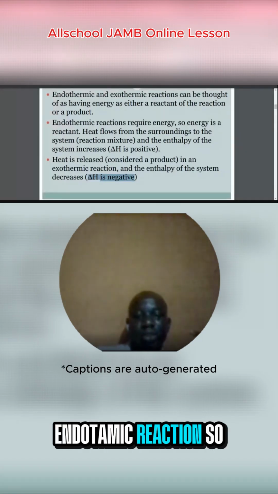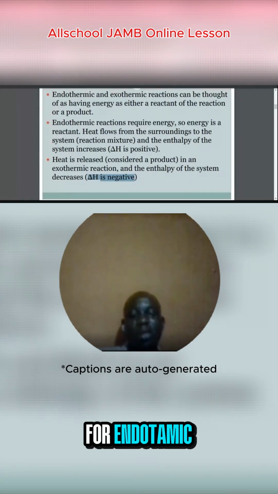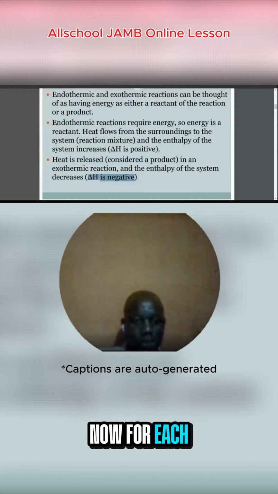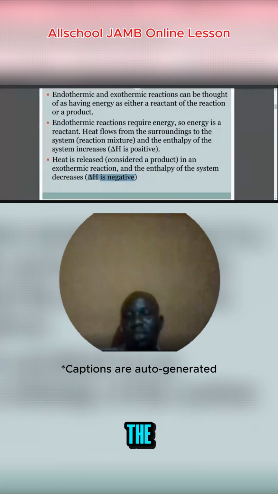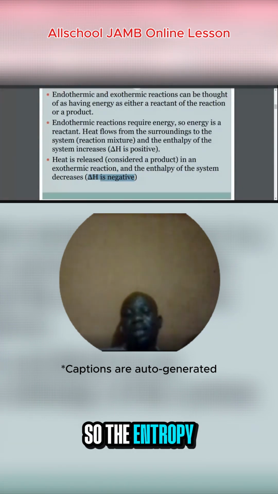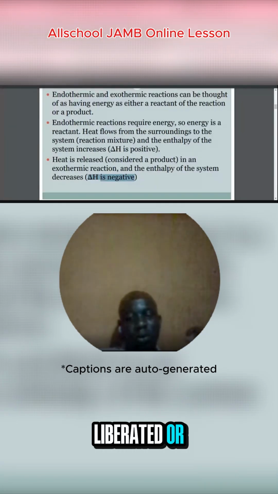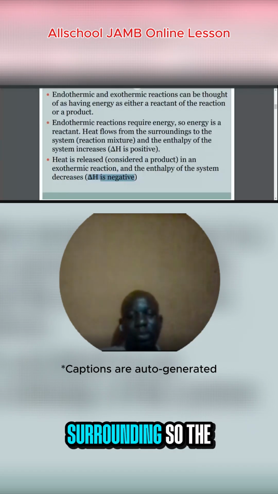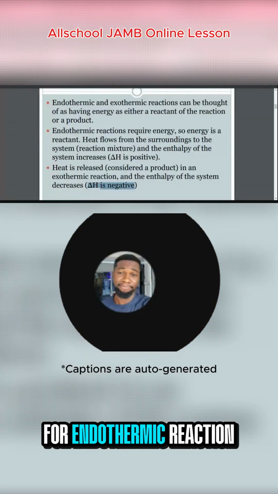In the endothermic reaction, we will still see what enthalpy is, but let's just note for now that enthalpy change is positive or negative. For endothermic, we absorb heat from the surrounding, and the enthalpy change, that is the total energy, will increase. So the enthalpy change becomes positive. Exothermic, heat is liberated or released to the surroundings. So the enthalpy change decreases. That is negative. Do we get that? So those are two things for endothermic and exothermic reactions.